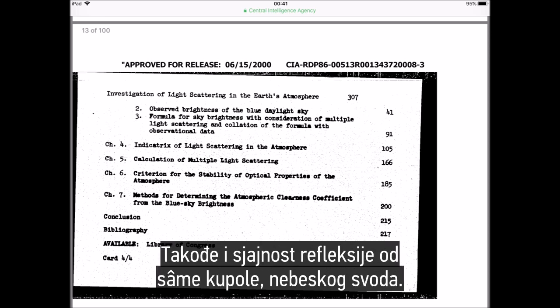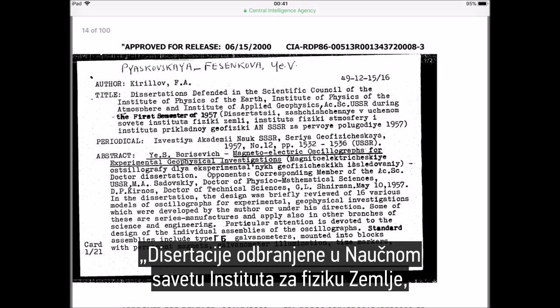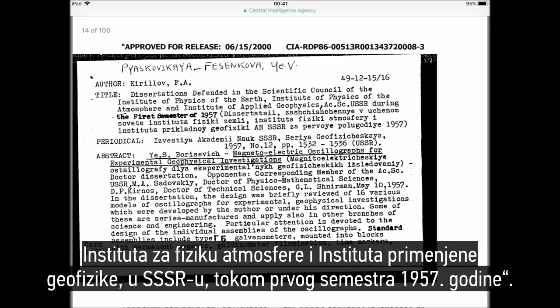So they're able to determine the brightness put off by different objects in the sky. And they'll actually use the sun to measure against, and they'll use brightness of the sky to measure against. And also brightness of the reflection off of the dome itself, the firmament of the sky. Dissertations defended in the Scientific Council of the Institute of Physics of the Earth, Institute of Physics of the Atmosphere, and Institute of Applied Geophysics in the USSR during the first semester of 1957.